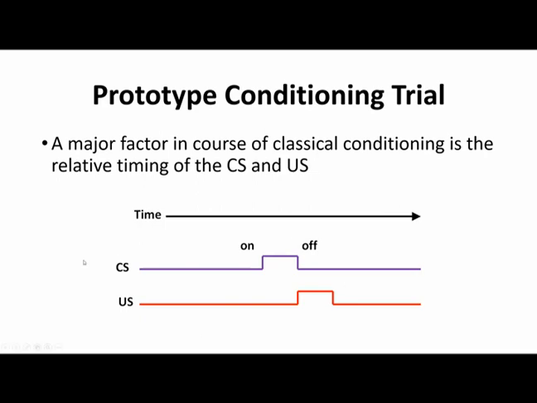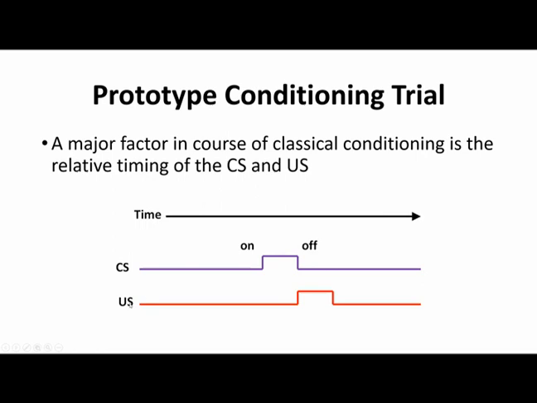The way that we're going to read these diagrams is that as we go from left to right, we're basically looking at time progressing. And then we have two graphs, one with the conditioned stimulus, one with the unconditioned stimulus. Basically we're looking at conditioned stimulus is off, off, off, off, off. And then when it jumps up, the conditioned stimulus is on. It stays on for this amount of time. And then it turns off when it goes back down again. And then it continues off.